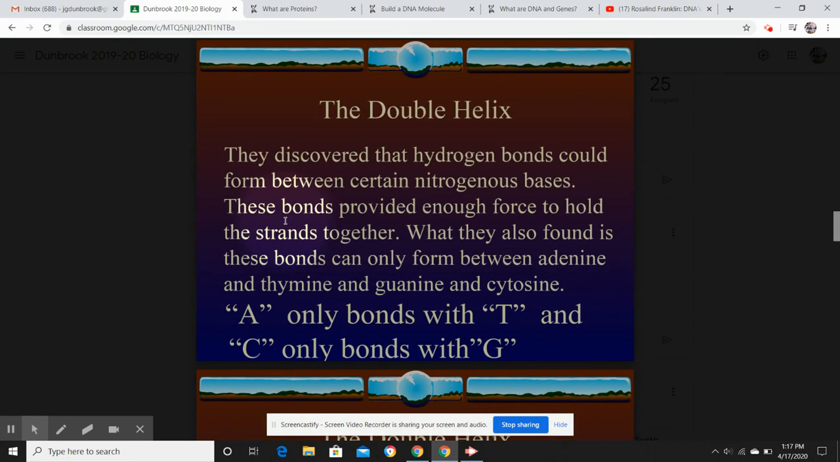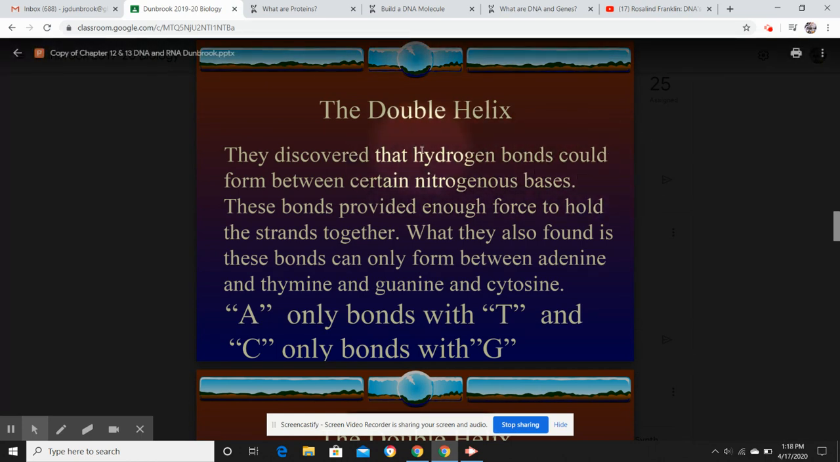The bonds that actually form between these base pairs are not very strong, which allows DNA to come apart, and that's important for when it needs to copy itself. These bonds that hold DNA together are called hydrogen bonds. You may have learned about these in your biology class.